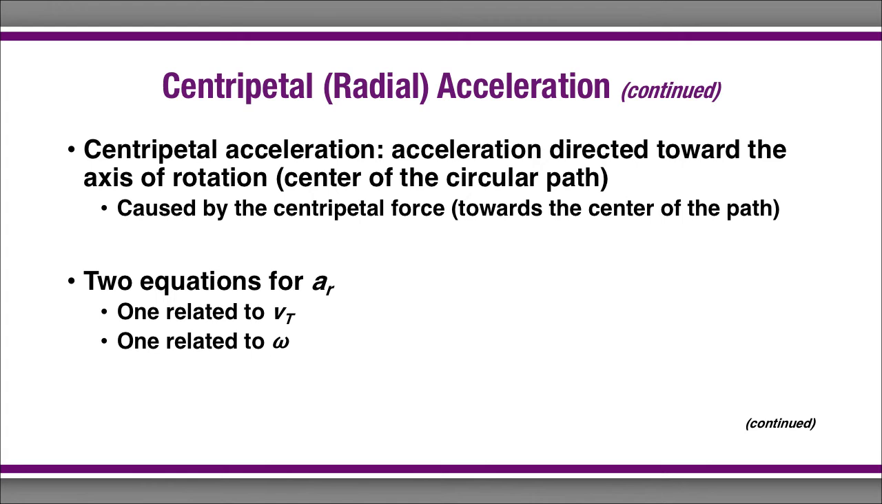Centripetal or radial acceleration is acceleration directed directly towards the axis of rotation, or the center of the circular path, and it is caused by the centripetal force that is pulling inwards towards the center of the path. Now, there are two equations for centripetal or radial acceleration. One is related to tangential velocity, the other is related to angular velocity.